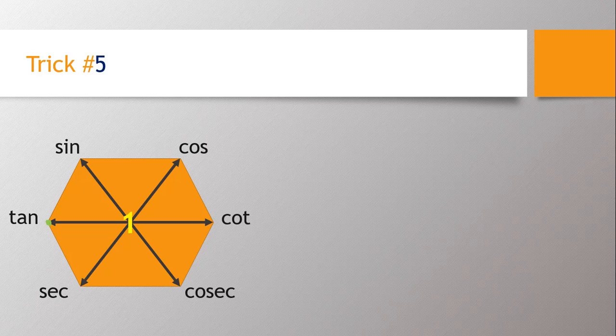How many triangles do you see in this hexagon? 6, right? But we need to focus only on 3 triangles. So one is this, the other here, and the third here. This triangle and going in the clockwise direction once again, we can say that as we are starting with 1, so 1 is equal to sine square theta plus cos square theta.